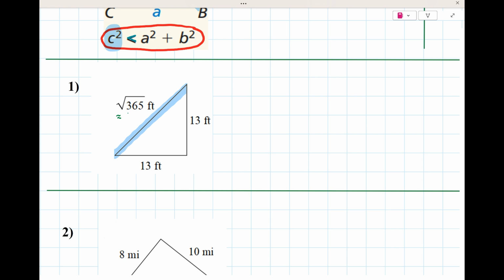If I take the square root of 365, that's 19.10. What that means is that that side will be your c because it's the longest side. The other two sides will be your a and your b, and it doesn't matter which one you make your a or your b. So let's write what this equation slash inequality could look like. Take the longest side, square it. I'm going to write a question mark because I don't know if it's going to be equal to the sum, less than, or greater than. We take the other two sides, square them, and take their sum.